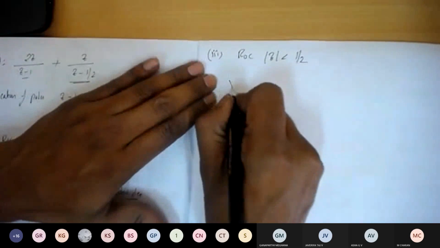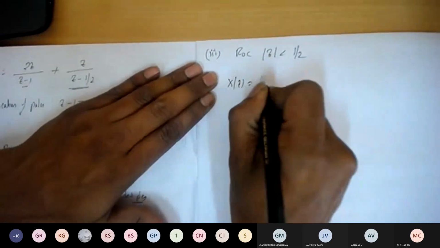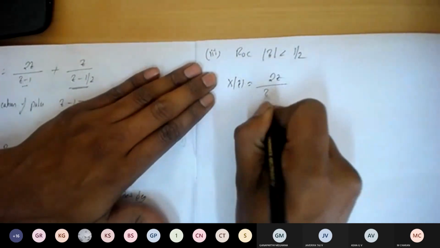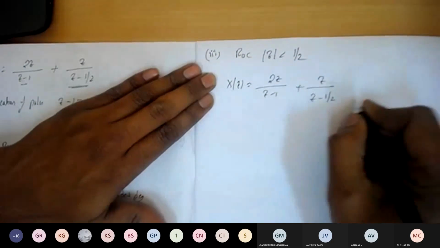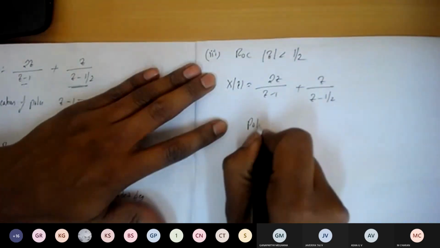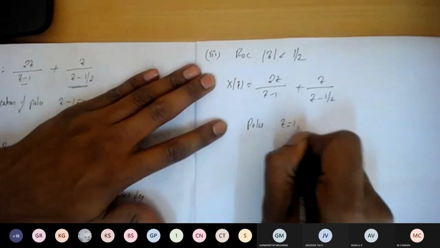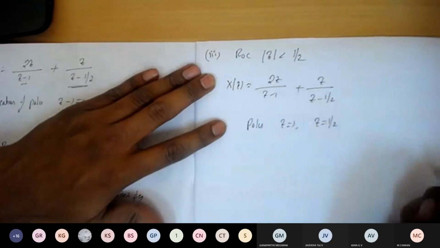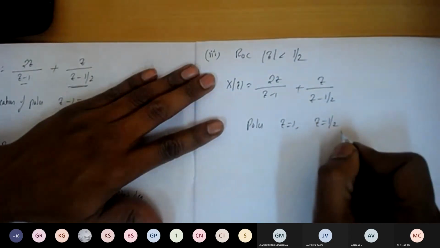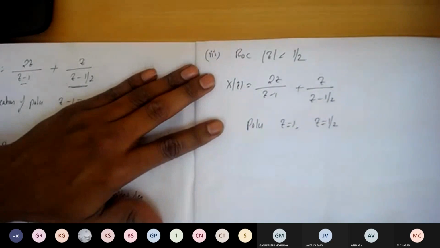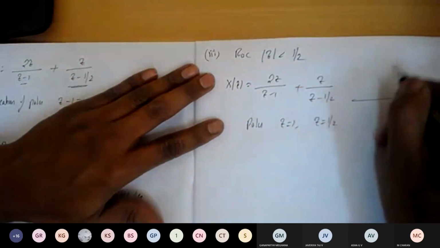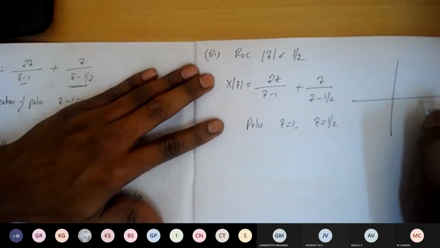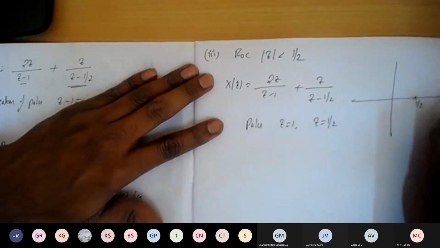So we have X of Z. I'm going to recall again the X of Z here. It is 2Z divided by Z minus 1 plus Z divided by Z minus 1/2. So here the poles are located at Z is equal to 1 and Z is equal to 1/2. The two poles are located here. Now the ROC is taken, Z is less than 1/2. So this is 1/2, and another pole is at 1 here.